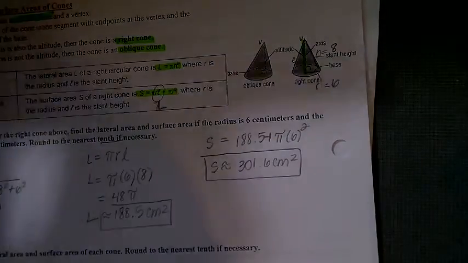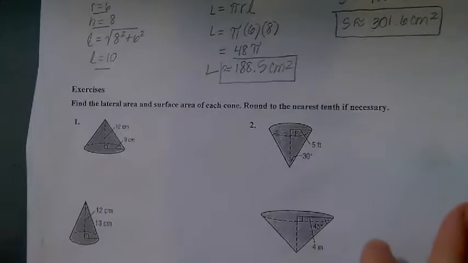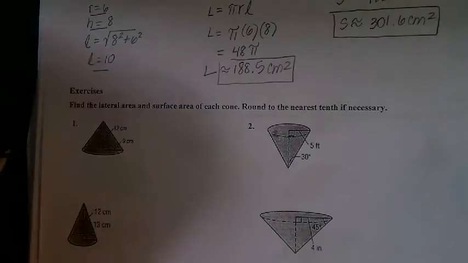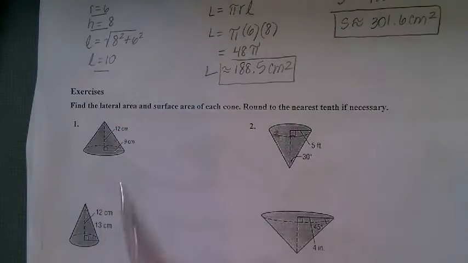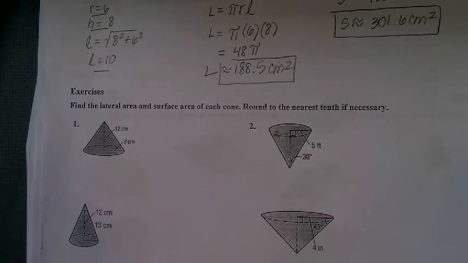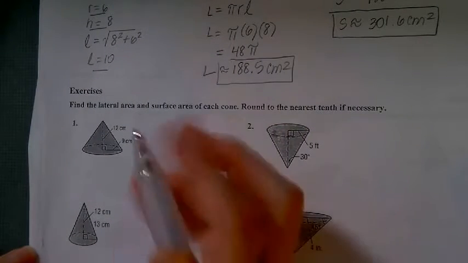Okay, let's look at number 1 at the bottom. It says find the lateral and surface area. When it says surface area, it means the total. Lateral, I just want the outside of the cone, like an ice cream cone and that paper that you wrap around it sometimes. That would be lateral.